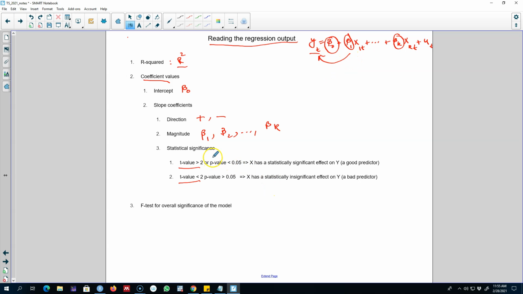You can also read the p-values, and if the p-value of any of these coefficients is less than 0.05, you will again conclude that x is a good predictor and it has a statistically significant impact on y. And if the p-value is greater than 0.05, then x probably is not a good predictor of y. Then you can also see whether all these x variables, x1 up to xk, jointly have any statistically significant impact on y by looking at the f-test value.